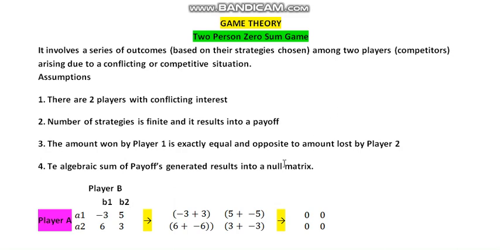Alright guys, let's talk a little bit about game theory today. So game theory, as you all know, is about a series of outcomes based on the strategies arising due to the competitive or the conflicting situation that might arise between two or more players maybe. So basically here I will be talking only about two persons, and also what I term the zero sum games.